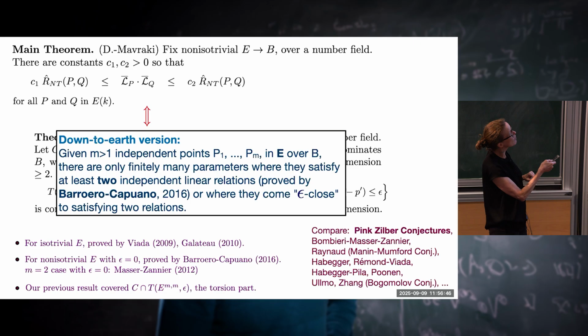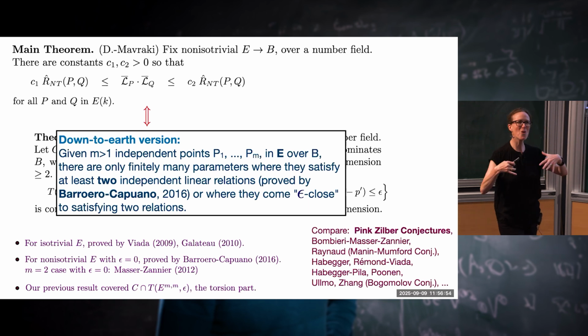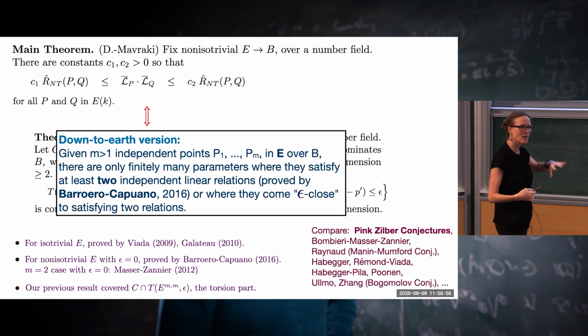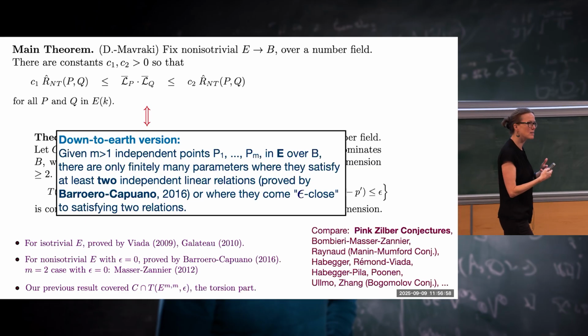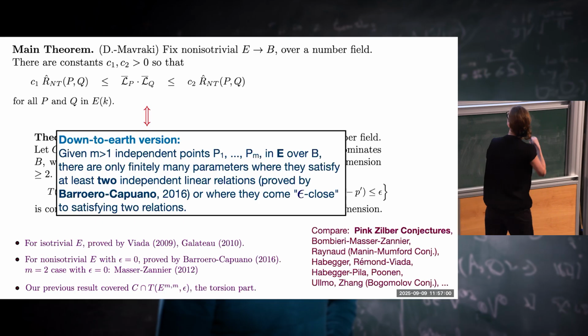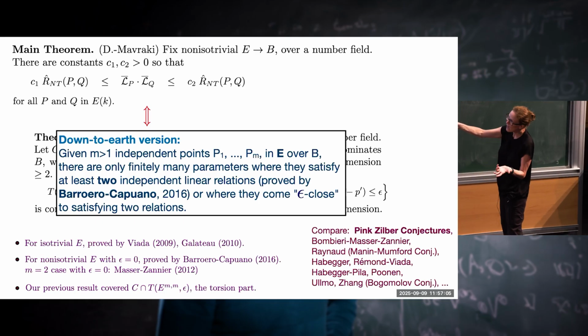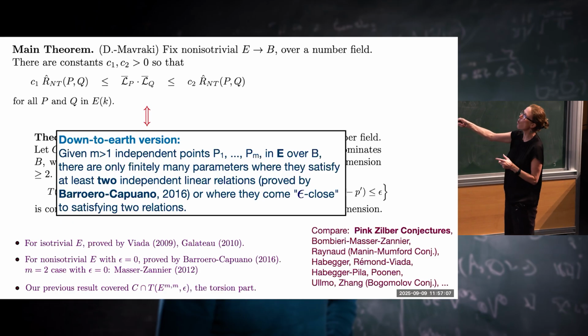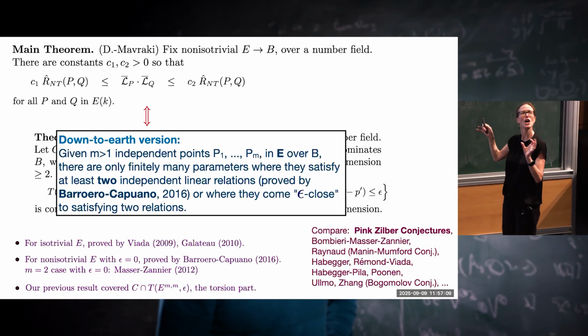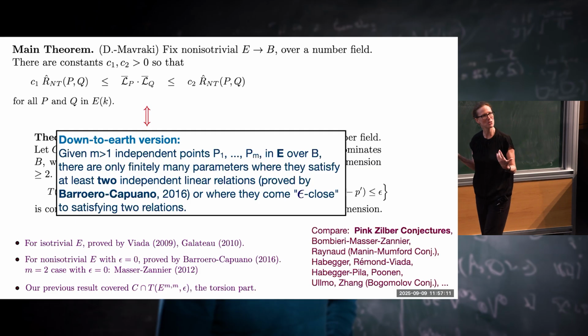Now that was proved already in a paper that appeared in 2016 of Barroero and Capuano. But what we were doing was, as before, a Bogomolov-type extension of this statement. So when can a collection of independent points satisfy at least 2 relations, or come epsilon close to satisfying 2 relations?